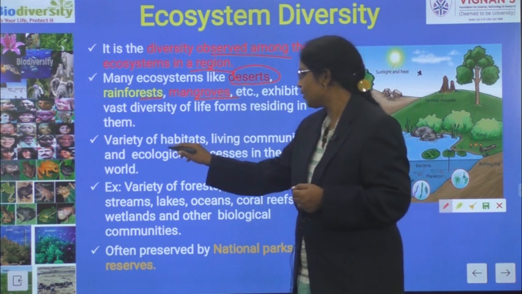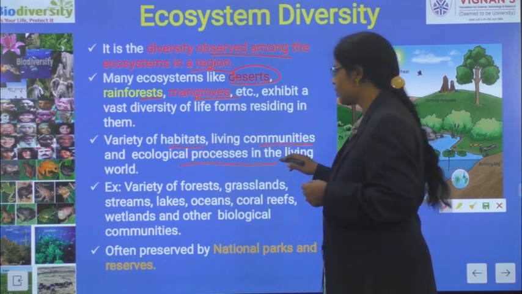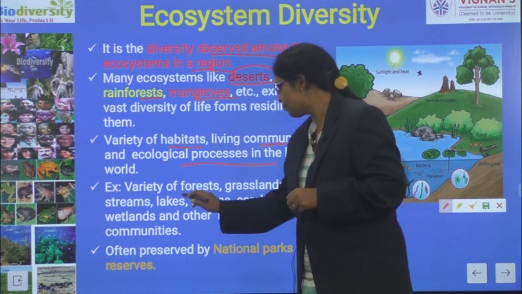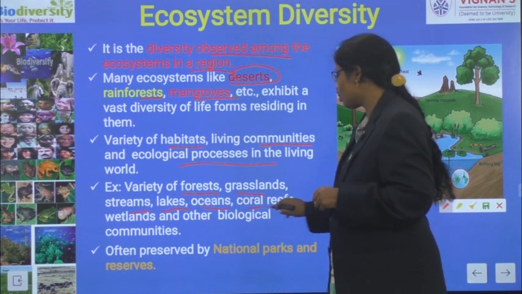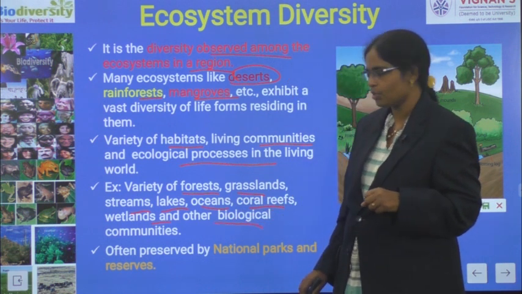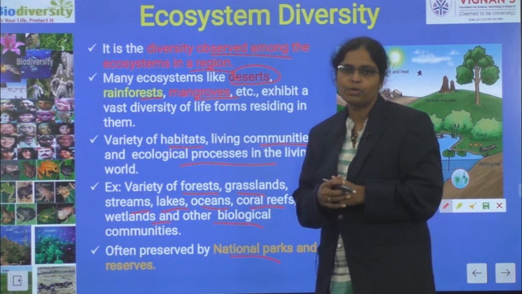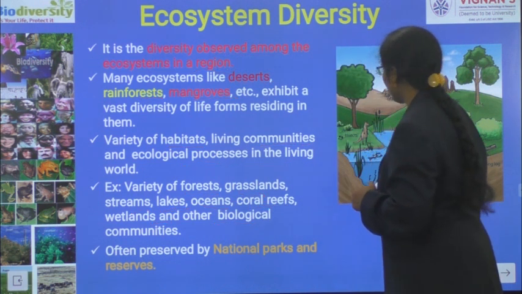So all these are the variety of regions where different species exist. So we can see a variety of habitats, living communities, and ecological processes in the living world. And these are the examples: forest, grasslands, streams, lakes, oceans, coral reefs, wetlands, and biological communities. So all these are preserved by national parks as well as the biosphere reserves. So this comes under the ecosystem.